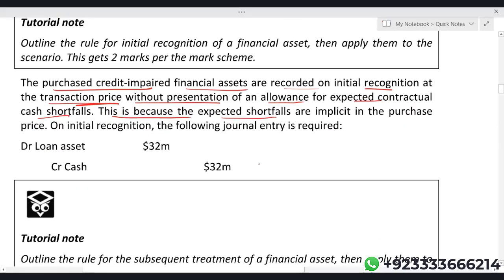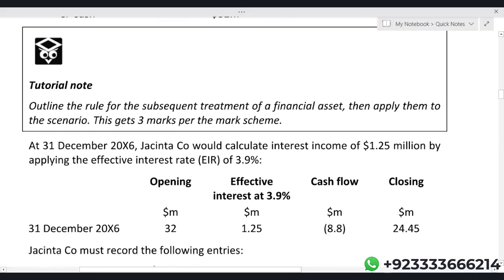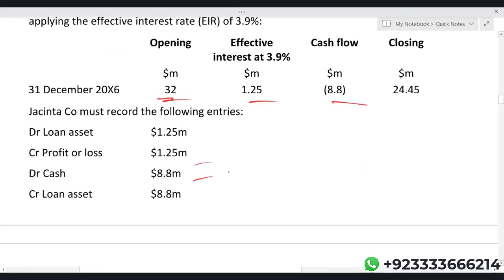So this is the initial recognition. The examiner has used the word loan asset. If you use the word investment or financial asset, it is all acceptable. December X6, okay, it was the same. No issue at all.